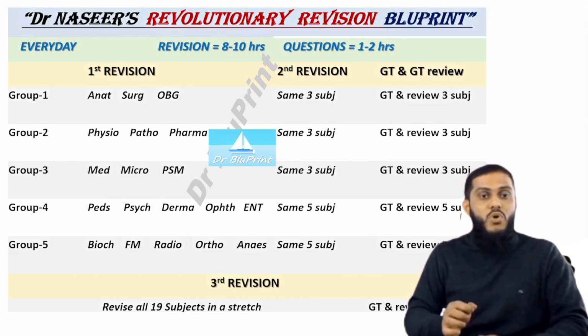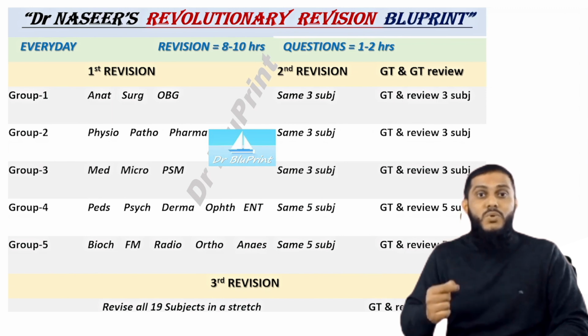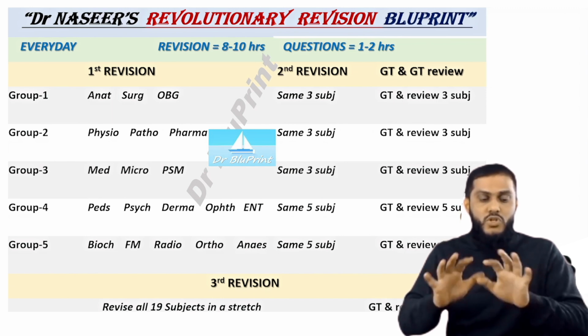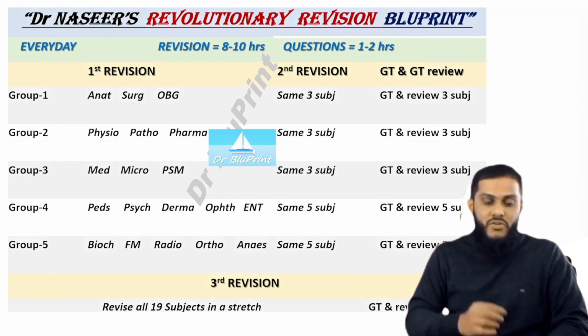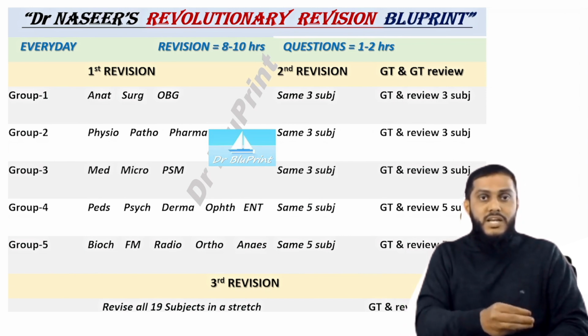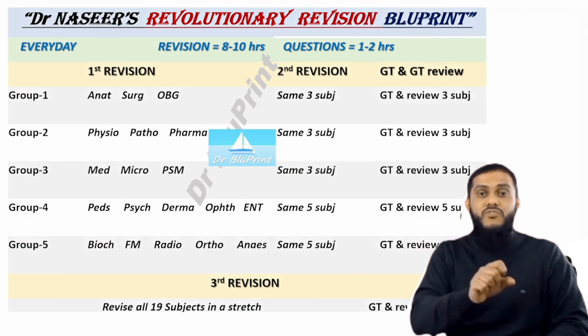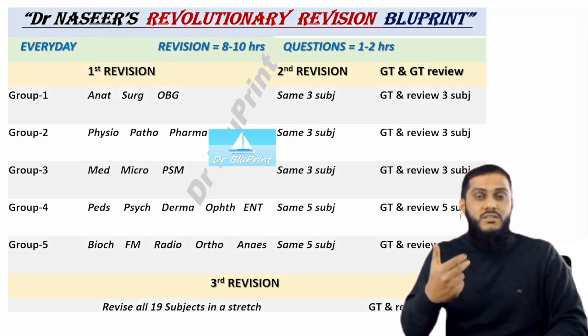Sir, in our blueprint, we won't revise 1 to 19 subjects continuously in a stretch. First of all, we divide 19 subjects into 5 groups, like I have divided here. 3 subjects in the first group, 3 subjects in the second group, 3 subjects in the third group, then 5 subjects in the fourth and fifth groups. Sir, why 3, 3, 3, then 5, 5?